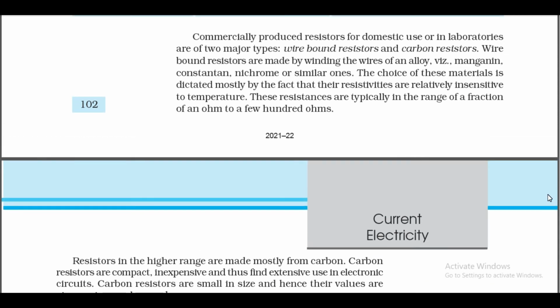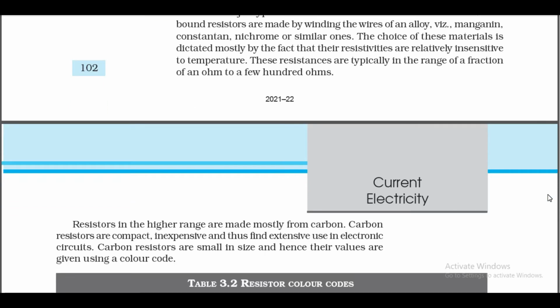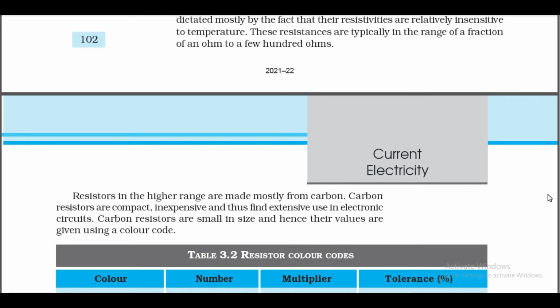Commercially produced resistors for domestic use or in laboratories are of two major types: wire-bound resistors and carbon resistors. Wire-bound resistors are made by winding the wires of an alloy, such as manganin, constantan, nichrome or similar ones. The choice of these materials is dictated mostly by the fact that their resistivities are relatively insensitive to temperature. These resistors are typically in the range of a fraction of an ohm to a few hundred ohms. Resistors in the high range are made mostly from carbon.